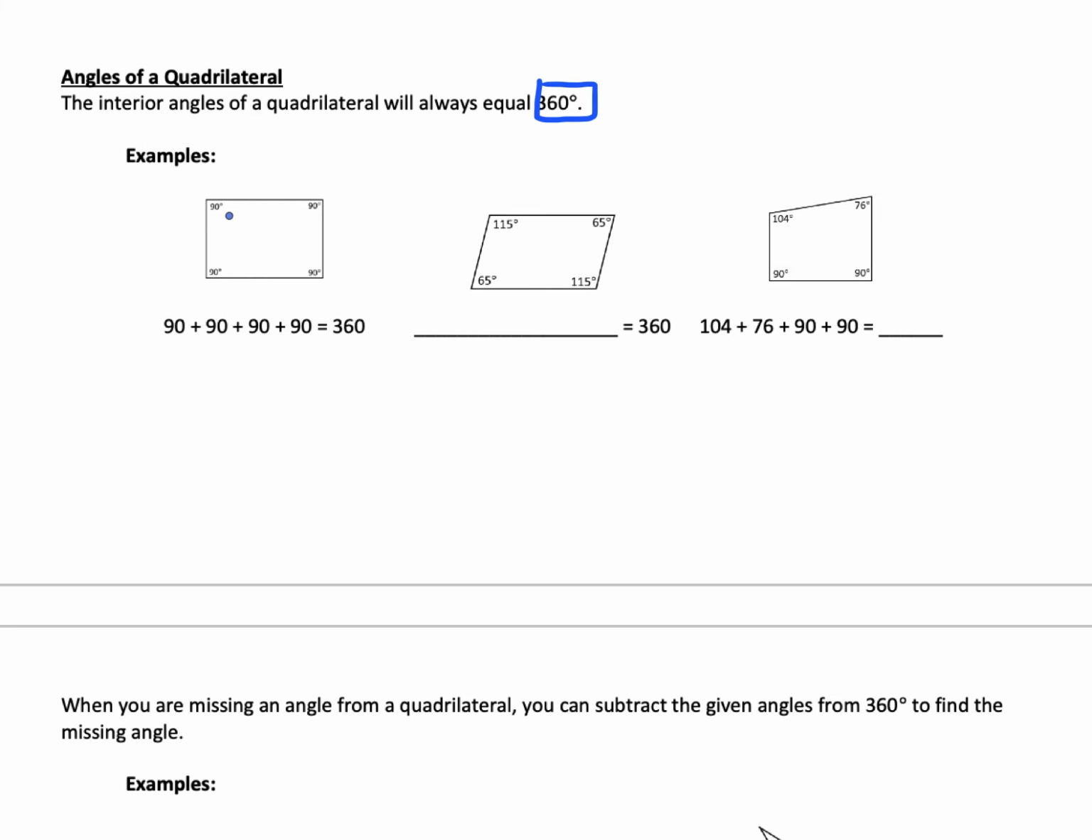In this first example, we have a rectangle where all the angles are 90. If you add 90 to itself 4 times, we get 360. Now, if you check this one, we have a parallelogram. So we would say 115 plus 65 plus 115 plus 65. If you check that in your calculator, all of those numbers add up to 360 degrees. In the last one, we have a trapezoid. The two bottom angles here are both 90, and then we have 76 and 104. If we add up all 4 of those angles, we should get 360 degrees.